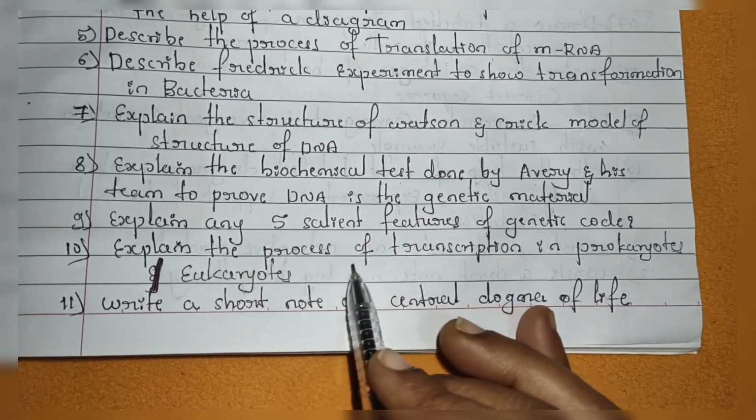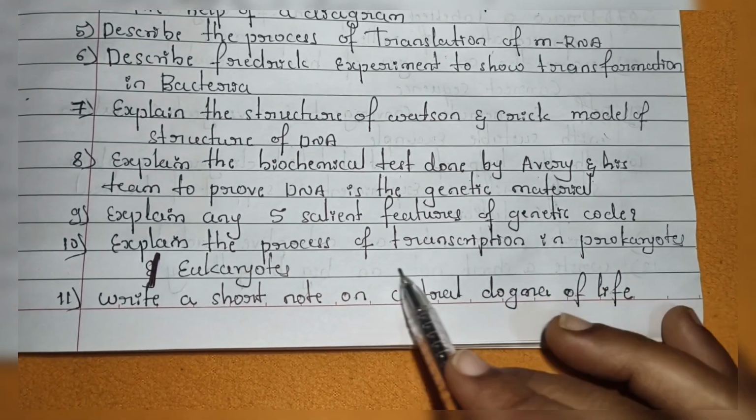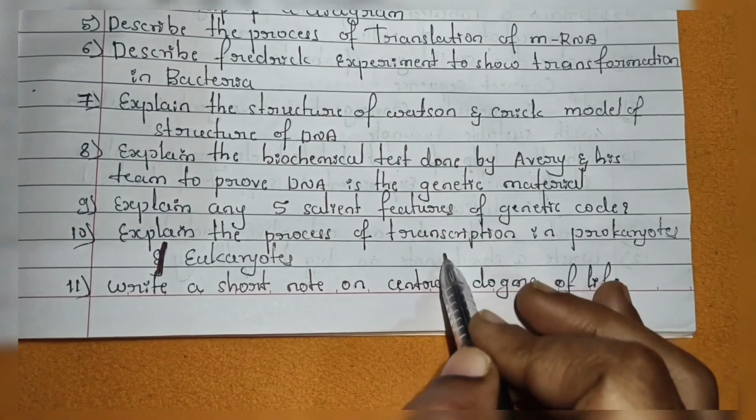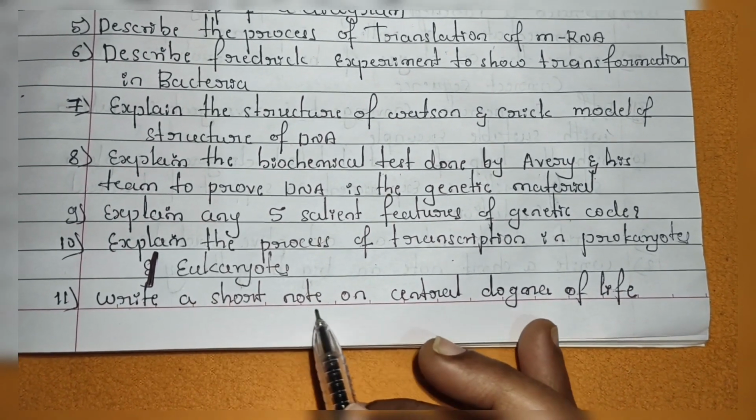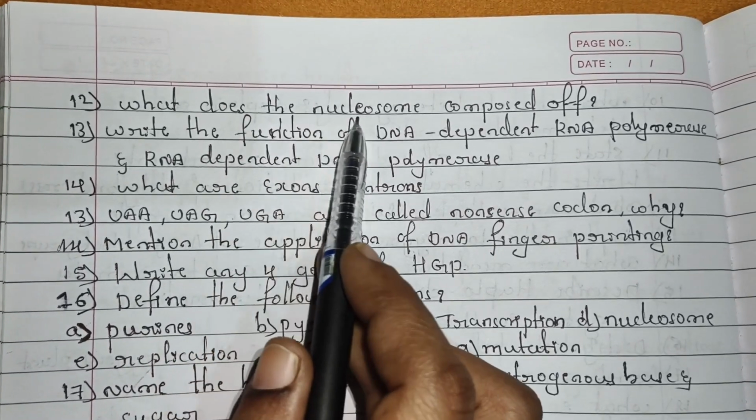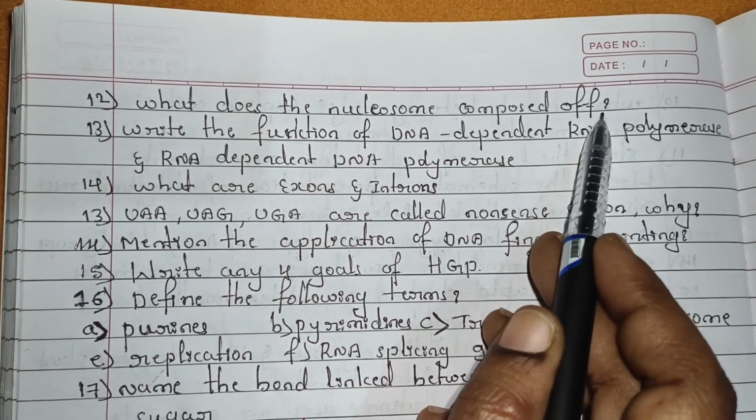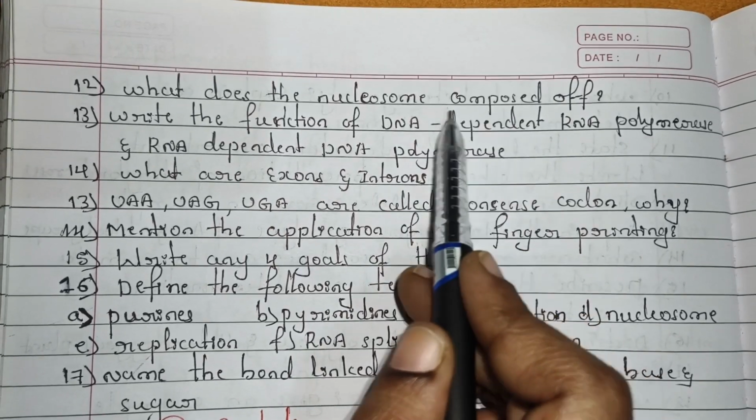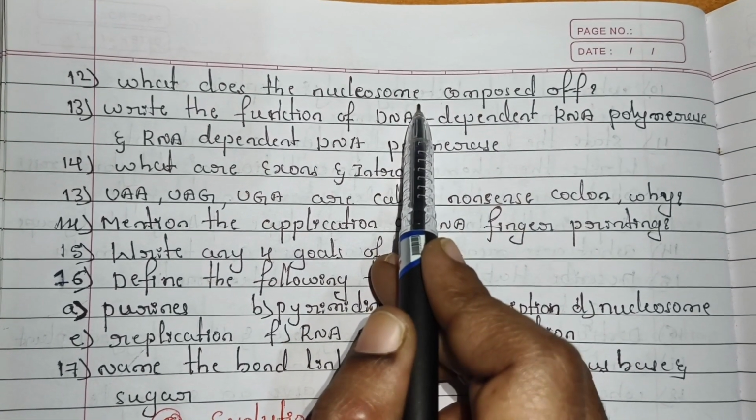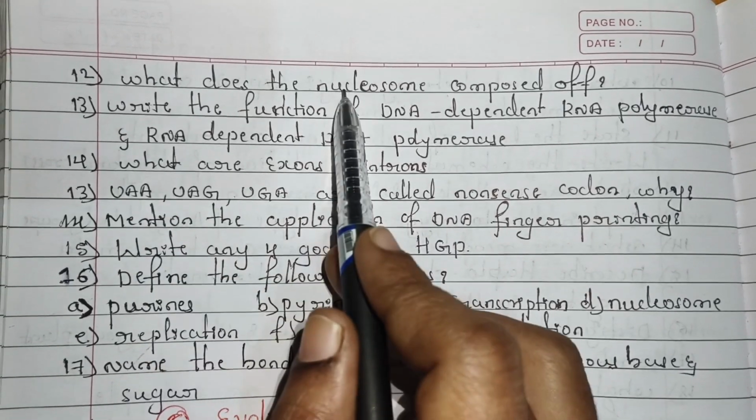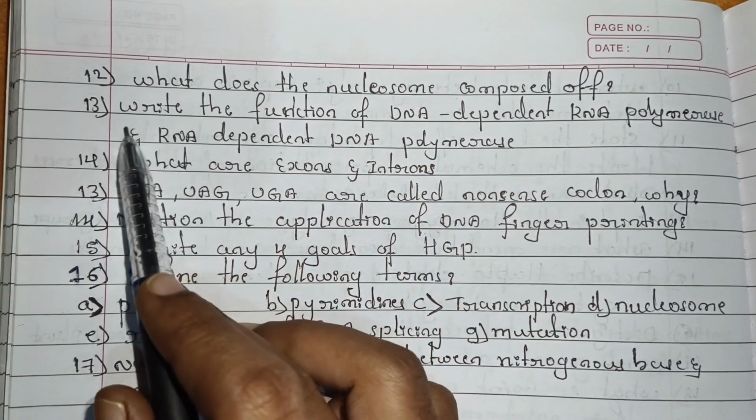And the next, 10th one is, explain the process of transcription in prokaryotes, or sometimes they will ask about eukaryotes, I have mentioned both, you have to read. And the 11th one is, write a short note on the central dogma. Next, the 12th question is, what does a nucleosome comprise? So the nucleosome, it is composed of what materials, you have to write. For example, histone and DNA. So that you have to write. And next, how it is packaged, that also you have to write.